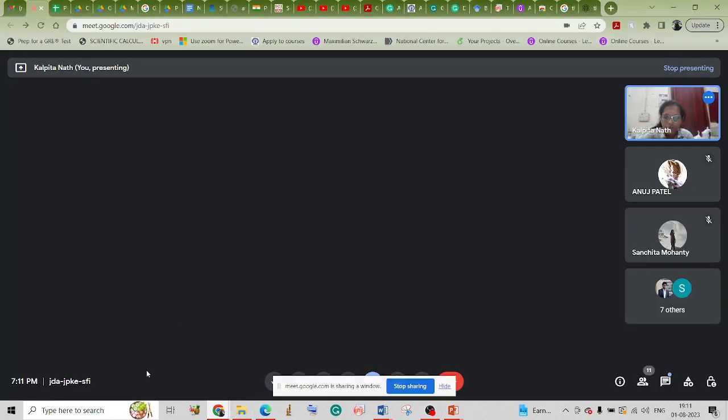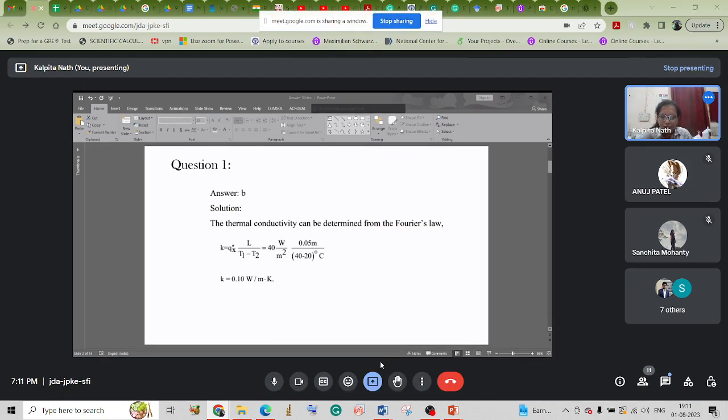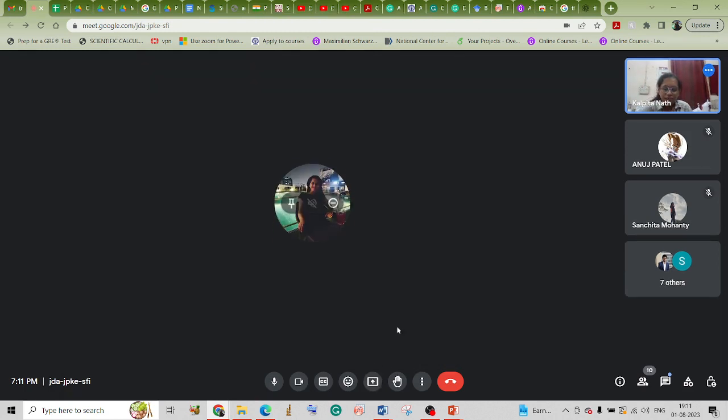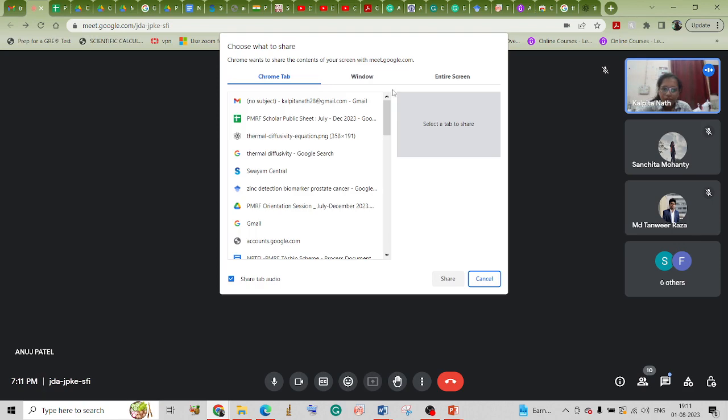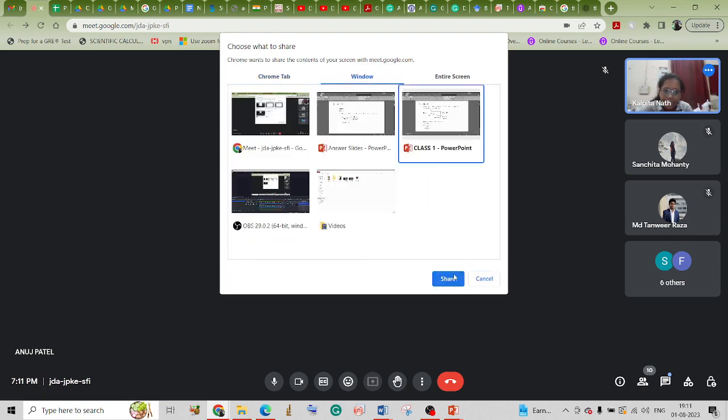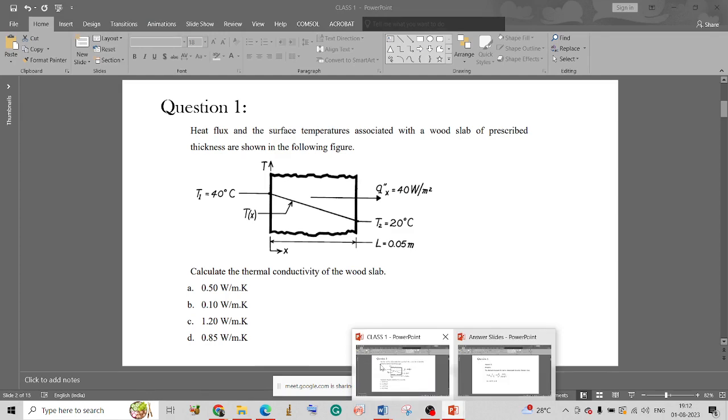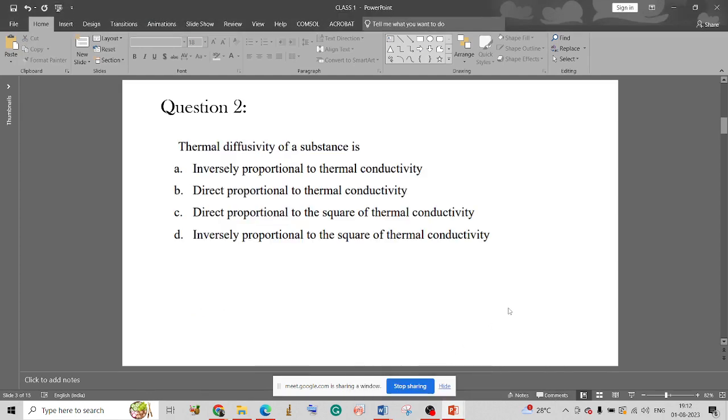Okay. Let's proceed to question number 2. So these are pretty simple questions, right? So what is question number 2? Thermal diffusivity of a substance is what? It is inversely proportional to thermal conductivity, or directly proportional to thermal conductivity, or directly proportional to the square of thermal conductivity, or inversely proportional to the square of thermal conductivity.